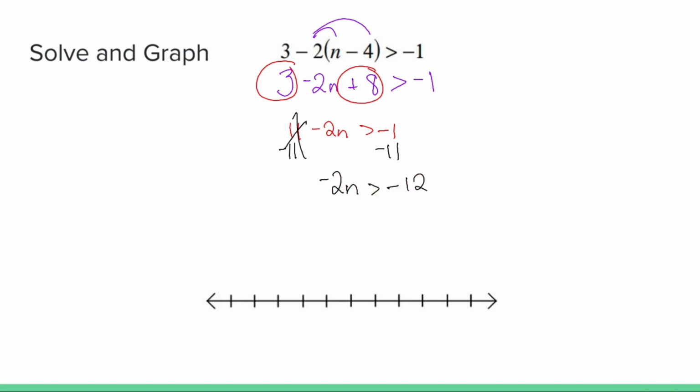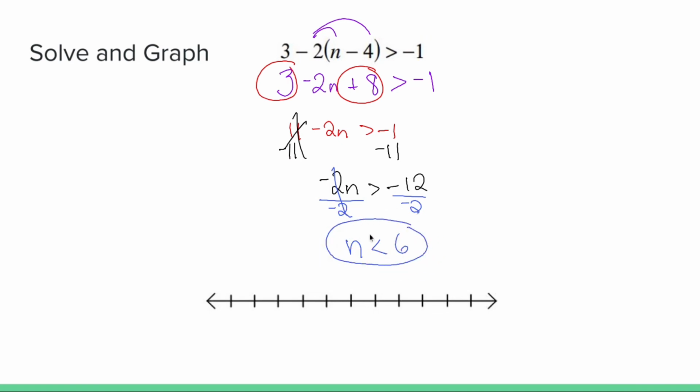This is where it finally gets different. If when you solve an inequality at any point you multiply both sides or divide both sides by a negative, you have to flip the inequality sign like that. So dividing both sides by a negative has me go from greater than to less than, and -12 divided by -2 is +6. That's me solving.